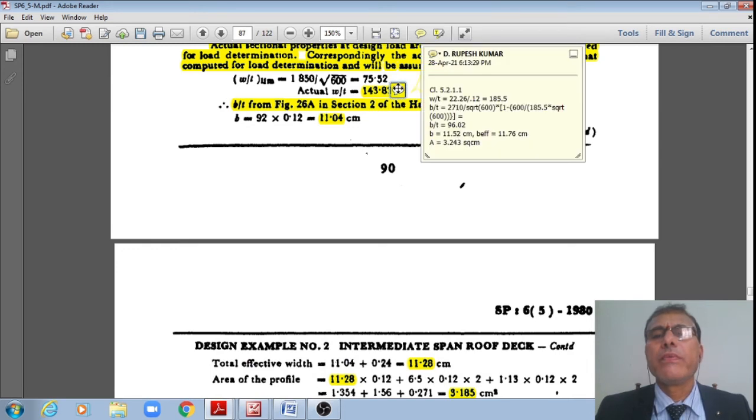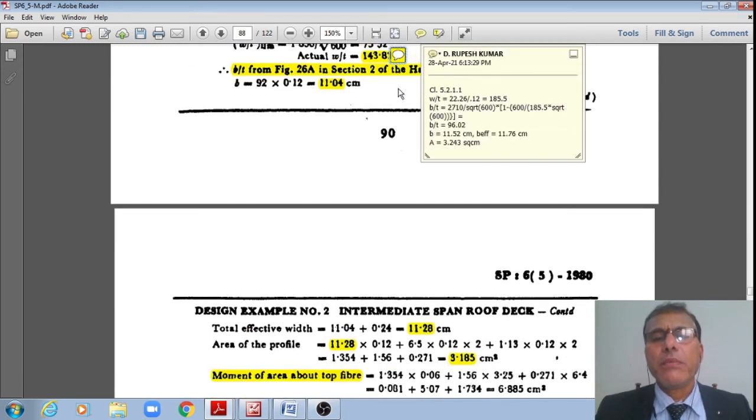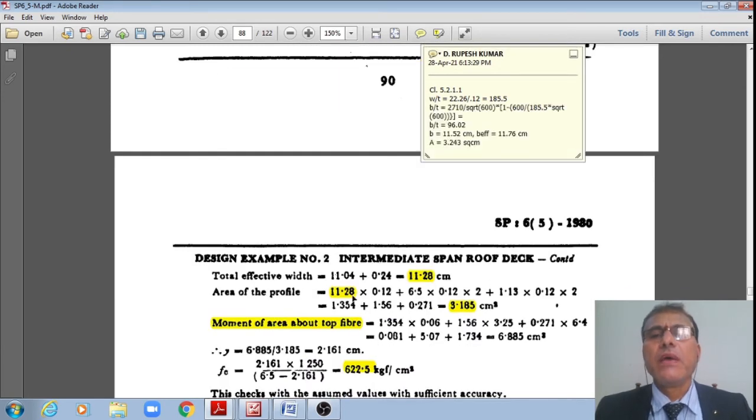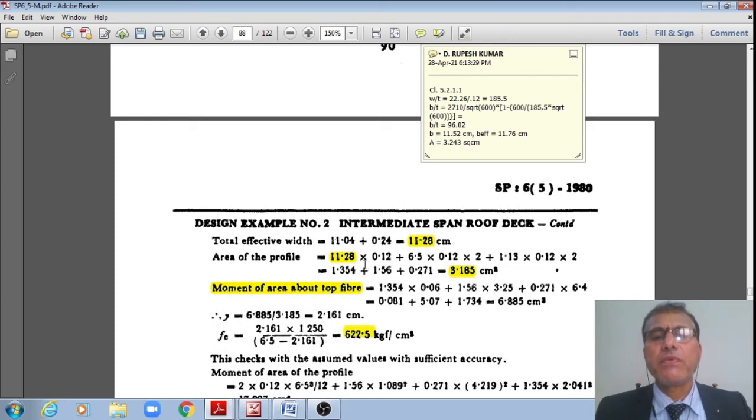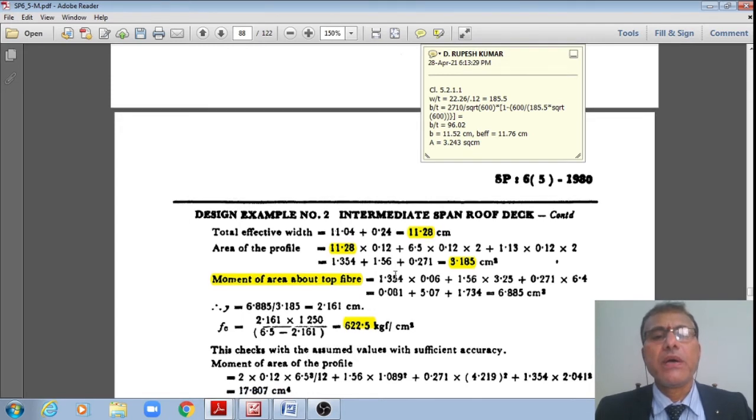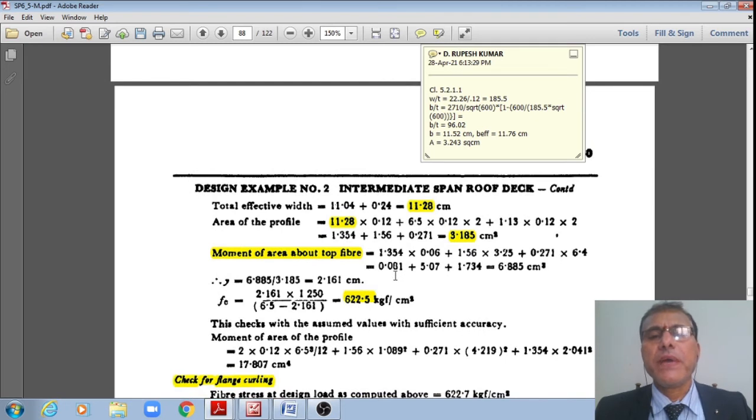Therefore, now the total effective width is equal to 11.52 plus 2 multiplied by 0.12. Therefore, it works out to say 11.76. Therefore, the area of this profile is equal to 11.76 multiplied by 0.12 plus 6.5 multiplied by 2 such webs of thickness 0.12 and 2 curves of 1.125 multiplied by 0.12, right? It now works out, instead of 3.185, 3.243 square centimeter, right?